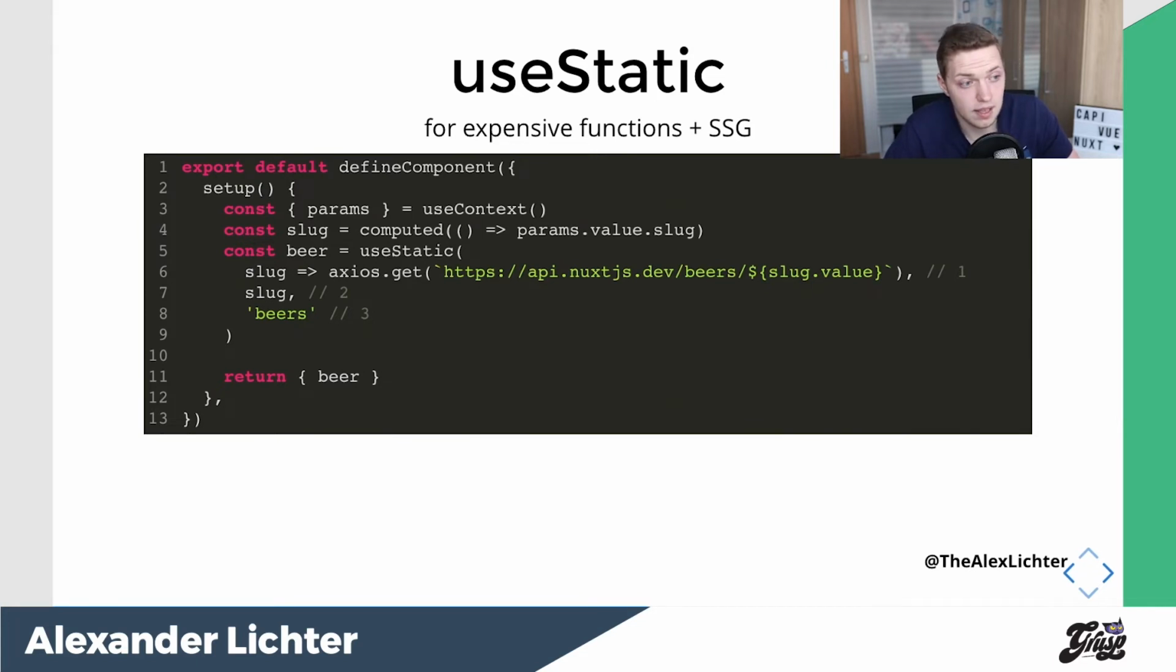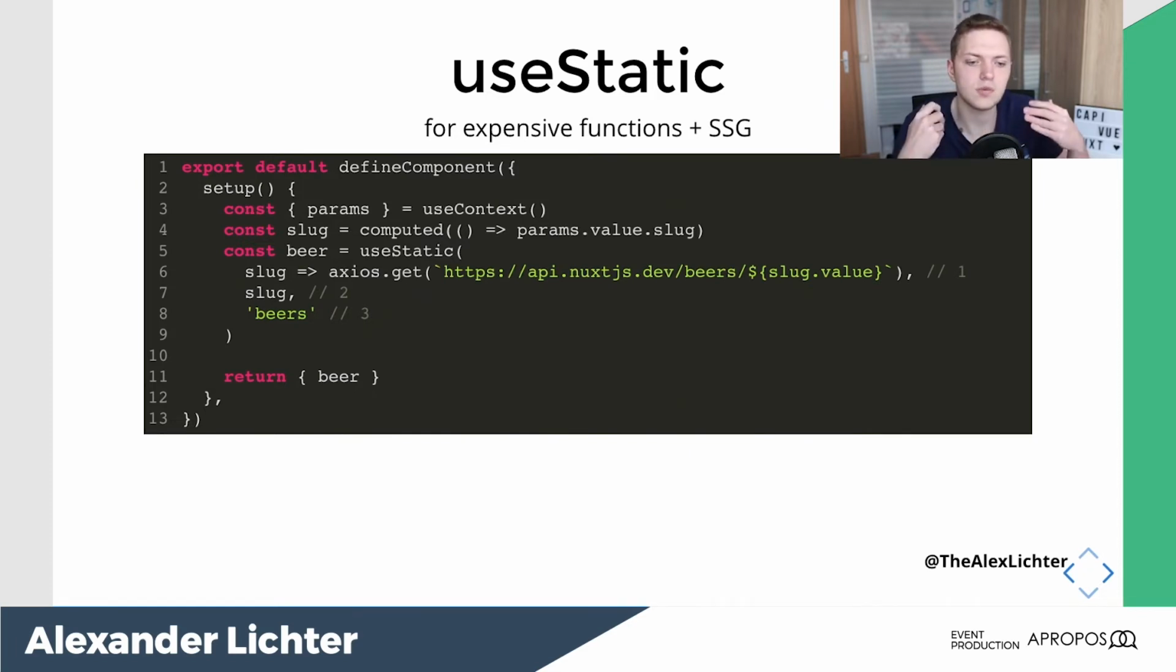But in theory, this will compile, right? Then we get our slug by using the params, and then we say const beer equals useStatic. And now we have a function. So the first argument, then we pass in the second, the third argument. So the function is the factory.